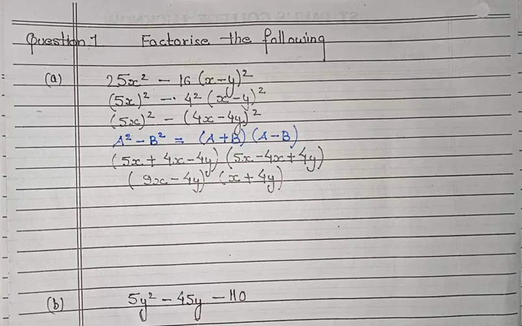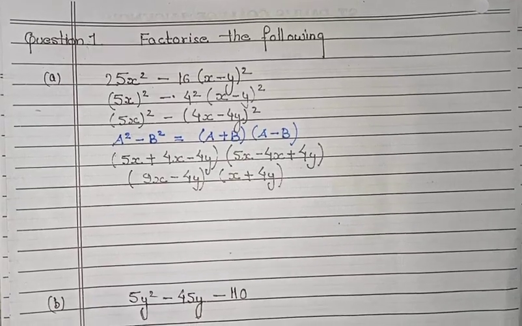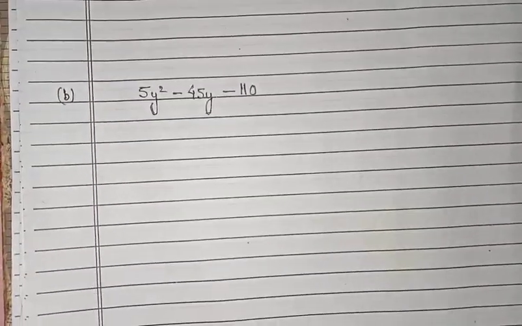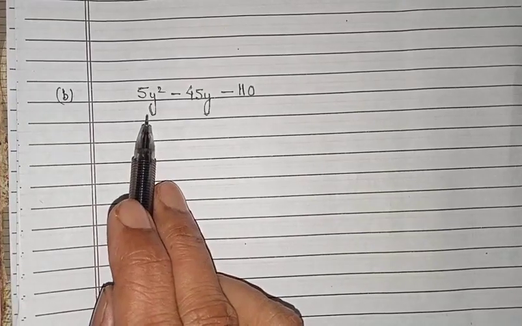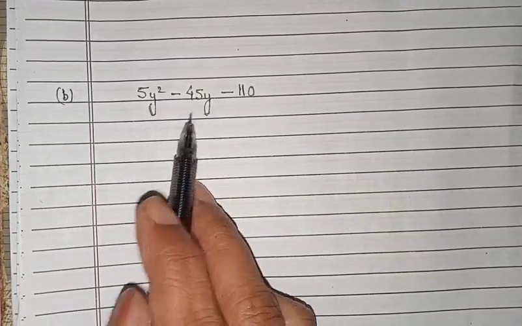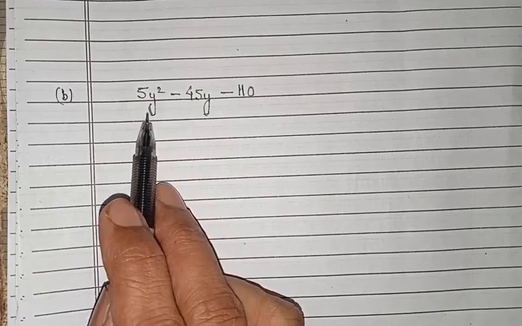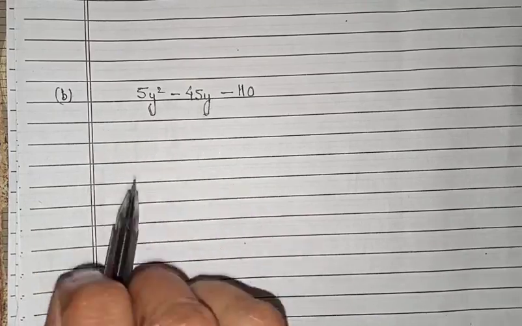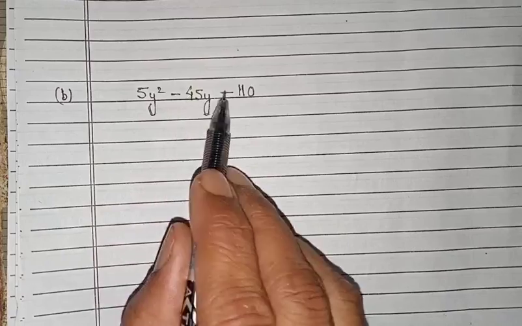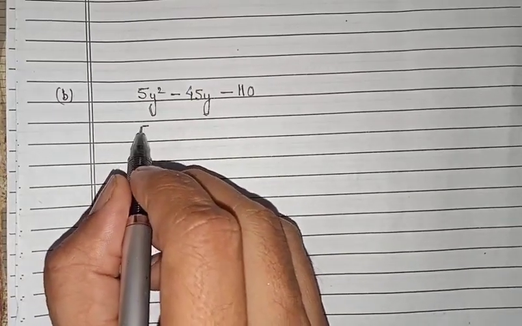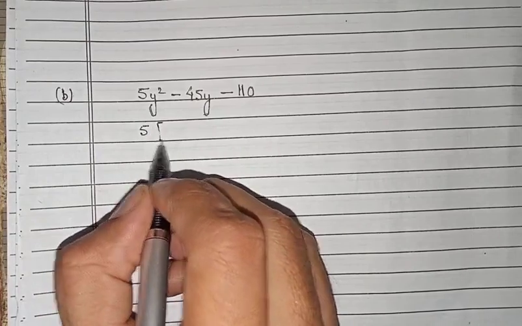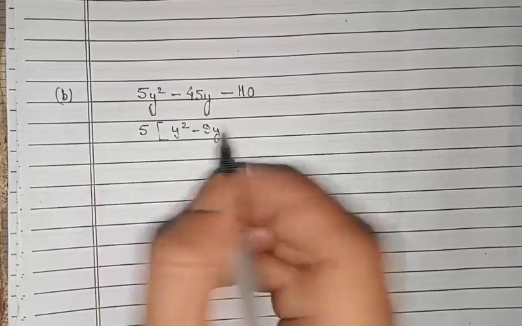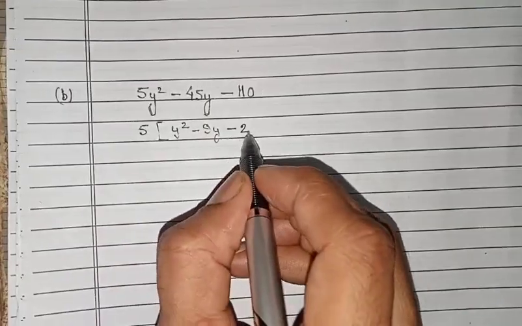Now moving on to the second question. In the second question we have to factorize this expression. As you can see, this expression is in the quadratic form. The first basic step of factorization is to take common. Here you can see from these three terms you can take 5 common. So if we take 5 common, here we are getting y square minus 9y minus 22.